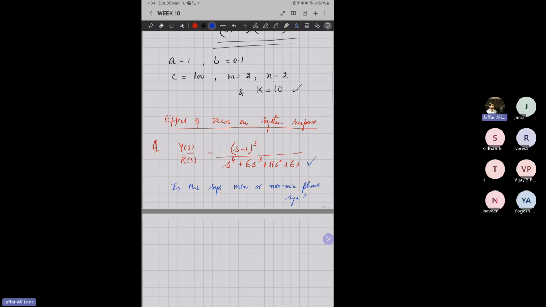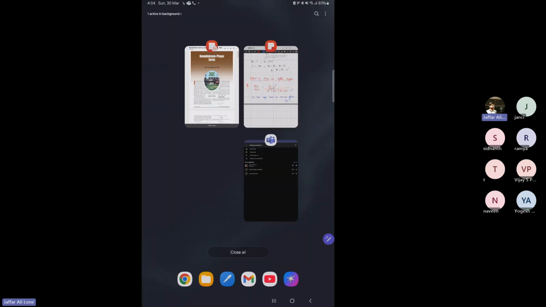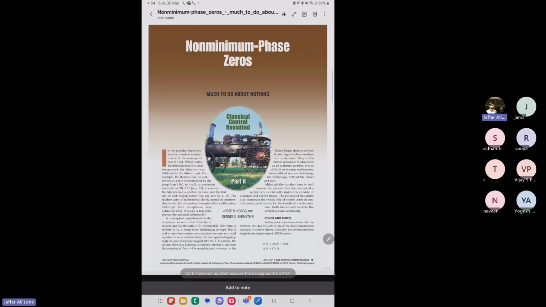That we will see. If you have gone through the lectures, there was a research paper given in the references, which Professor Ramakrishna referred to while he taught the effect of these zeros.